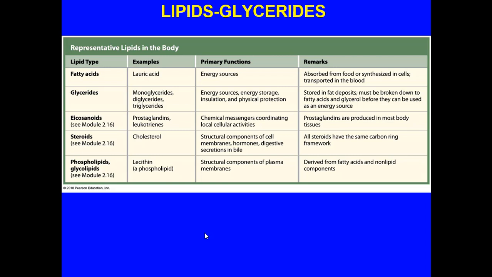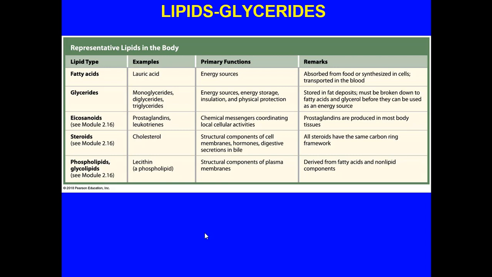Prostaglandins are produced in most body tissues. Then we have steroids, such as cholesterol, and these are structural components of cell membranes, hormones, digestive secretions, and bile, etc. All steroids have the same carbon ring framework, which I'm going to show you in a minute. Then we have something unique.